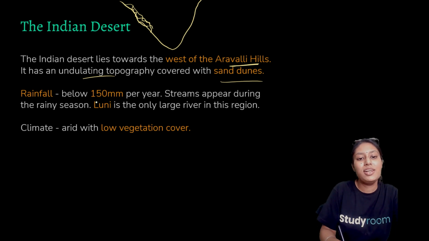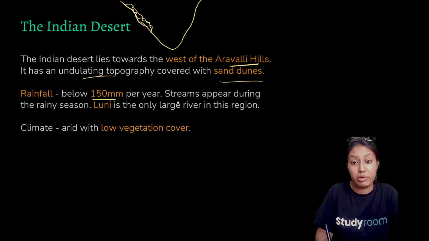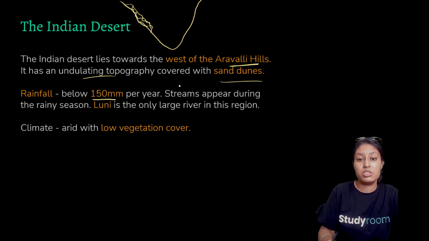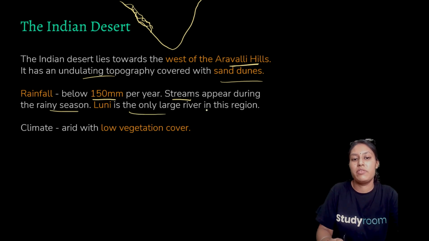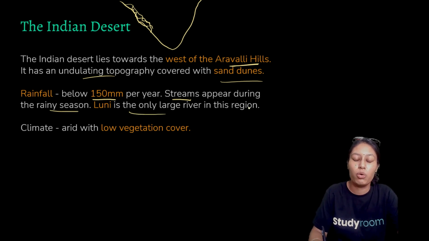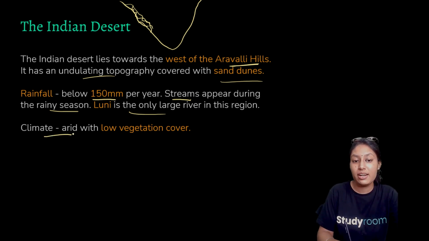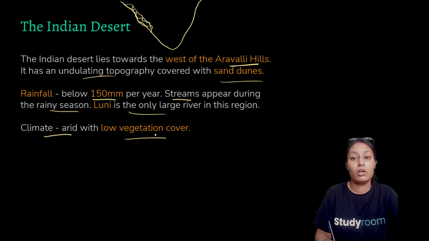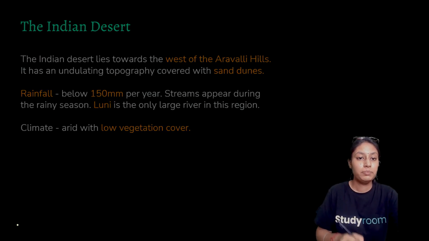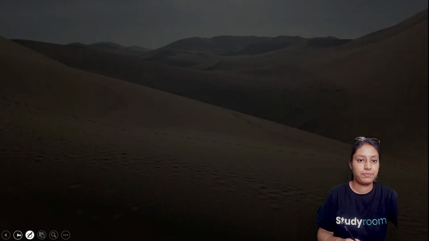Rainfall is below 150 per year. Sometimes streams appear in the rainy season, and Luni is the only river in this region. Sometimes in the desert you can see water streams during rainfall, but that's very rare. That's why the climate is arid and the vegetation is low here. So this is about Indian deserts.